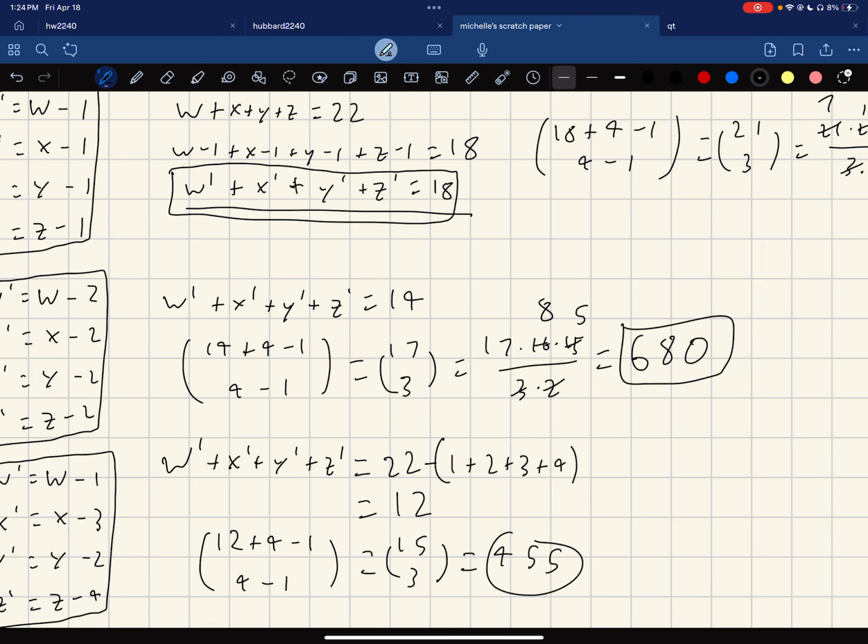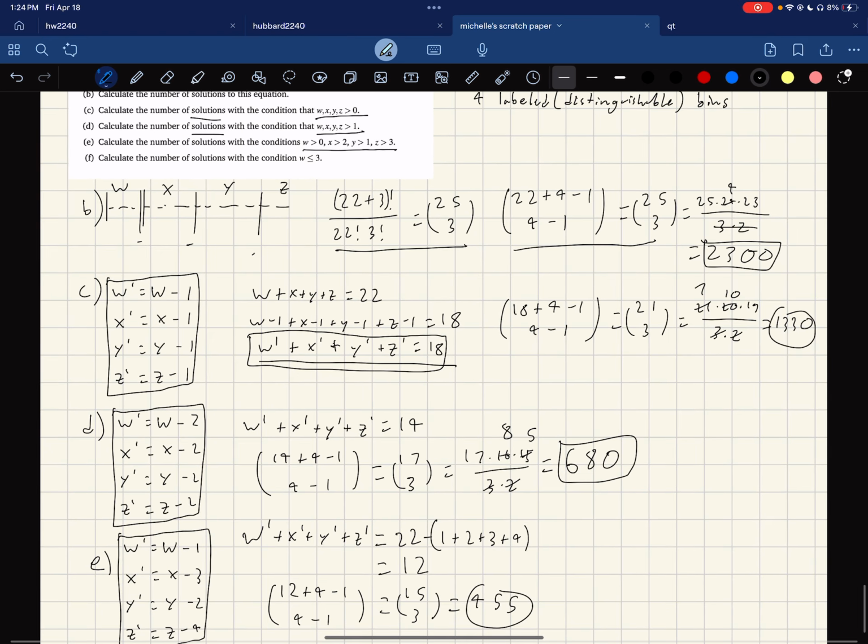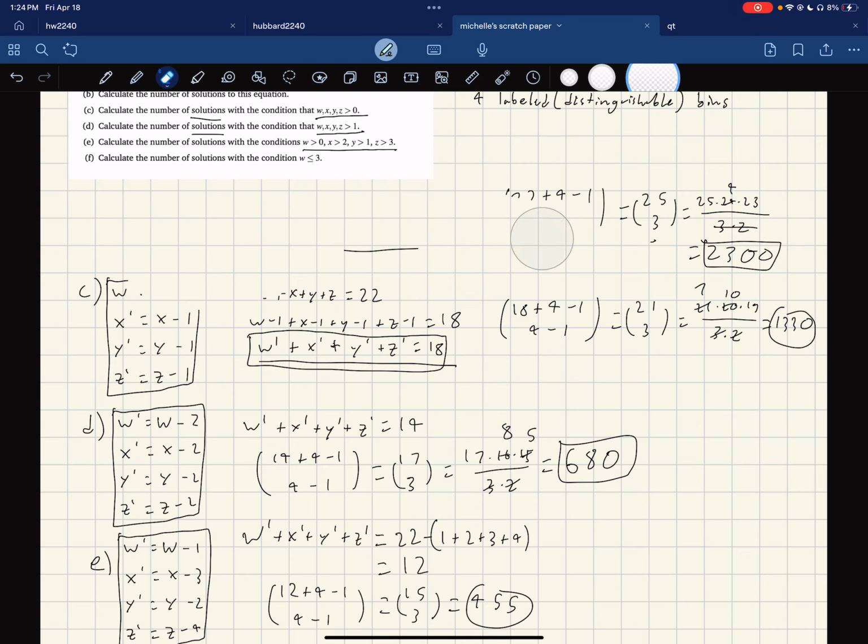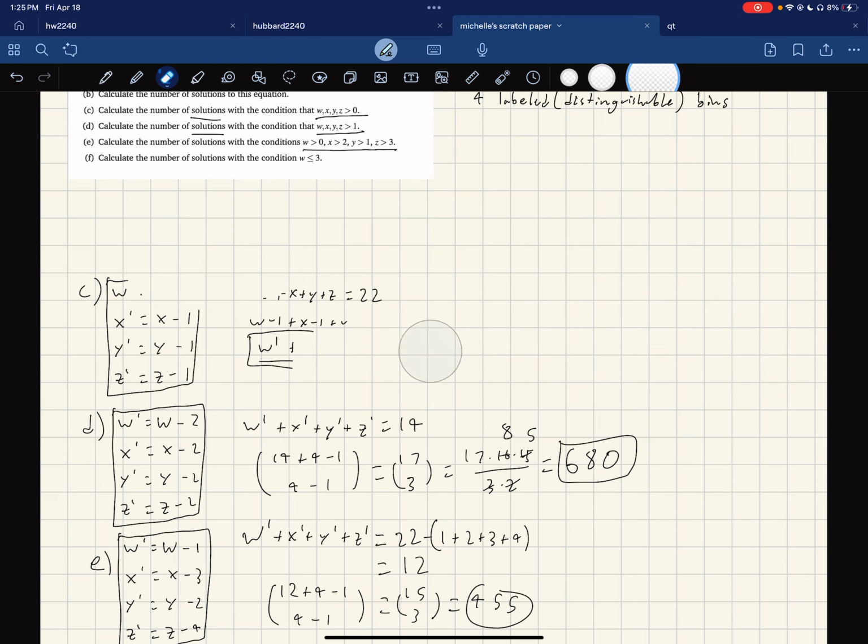Great. Now let's do our last part. Maybe I'll just erase part B or something. Oh, I guess I need a bigger eraser. To make space for this question, I'll just erase these two parts.